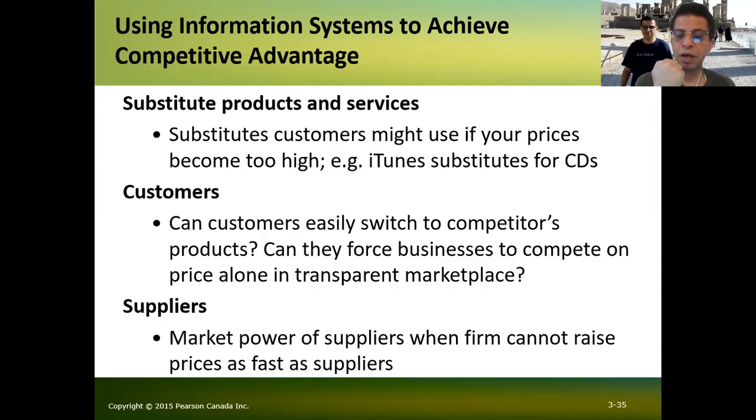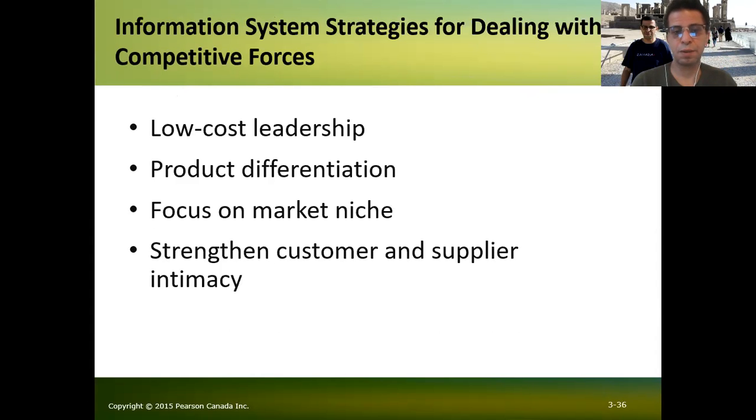Then you have the supplier, which is sometimes the market power of suppliers, when the firms cannot raise the price as fast as suppliers. The suppliers keep raising their prices and the firms cannot raise their own prices, and that can affect them. And maybe sometimes the supplier decides they will cut out the middleman. That's another effect the supplier has on how you conduct your business.